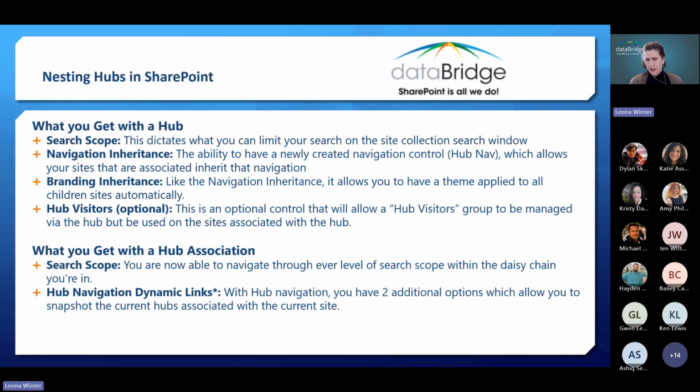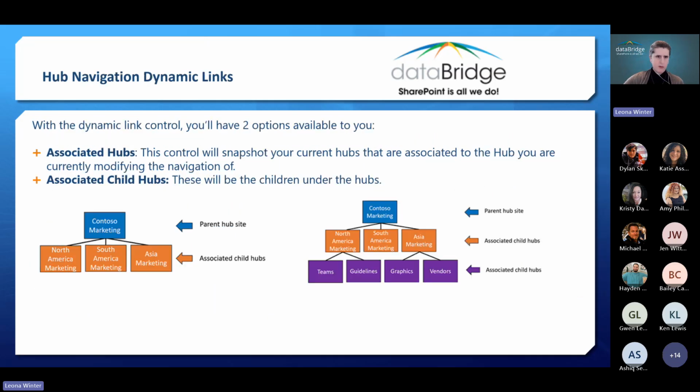Now there's a little bit of a star here. This is not always dynamic. It's going to snapshot the associations, which we'll show you in a moment, at the time of you deploying this. So let's jump into the dynamic links, of which we'll have 2 types.